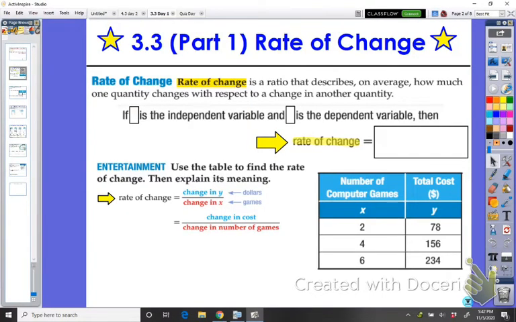This is Chapter 3, Section 3, Part 1, Rate of Change. So we're going to talk about rate of change in this video, which is also known as slope. So we'll be watching a second video on Monday about slope.